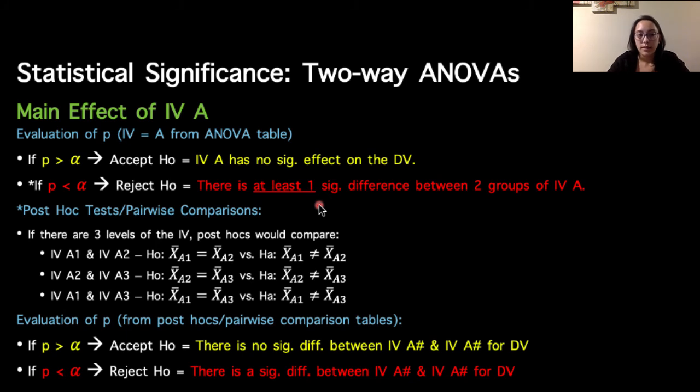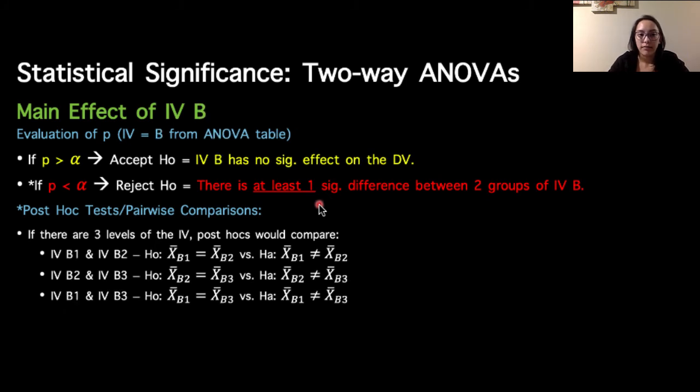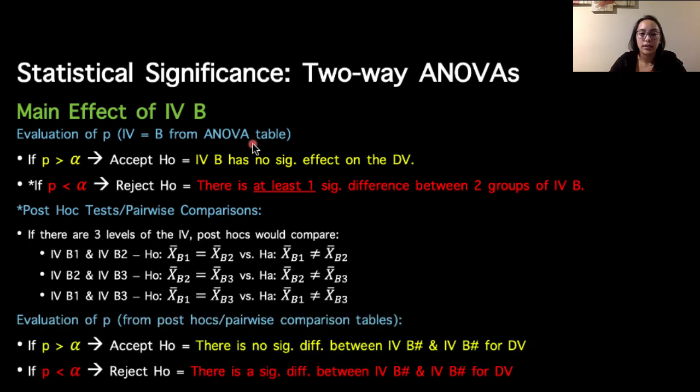We do the same analysis for our main effect of independent variable B. Again, I'm not specifying if this is our within or between subject independent variable. So once you look up the p-value in the appropriate ANOVA table, you either have a significant effect or you do not. If you have a significant effect, a post hoc test would be required. And then from there you can determine if you have significant pairs or not, and where those pairs lie within the levels of your independent variable B.